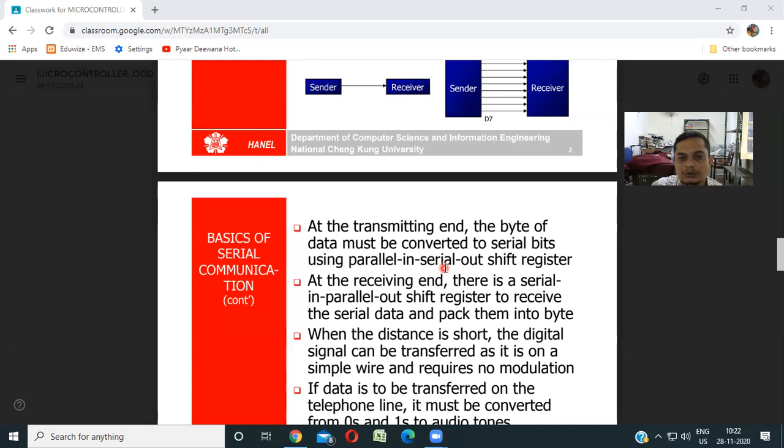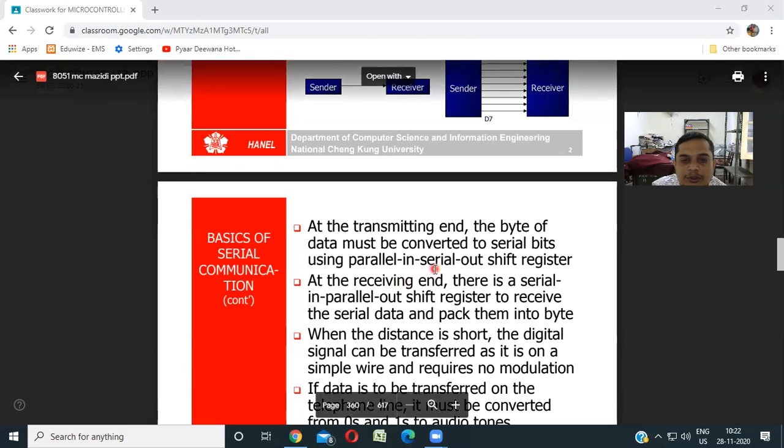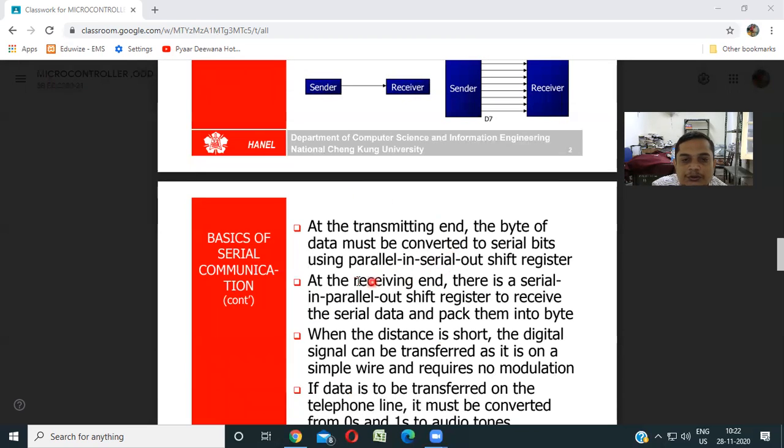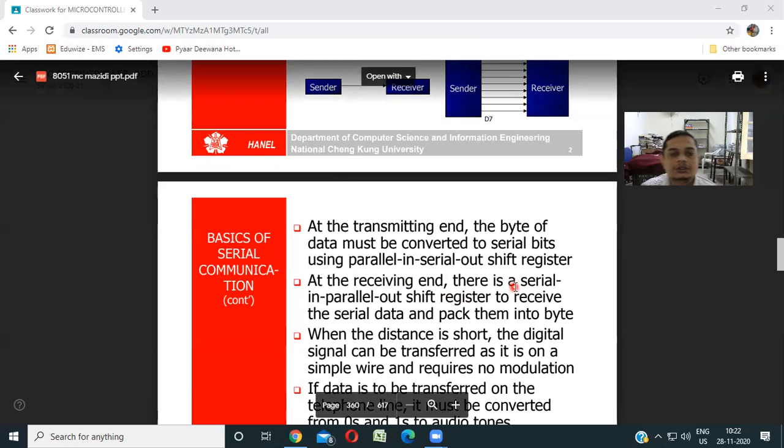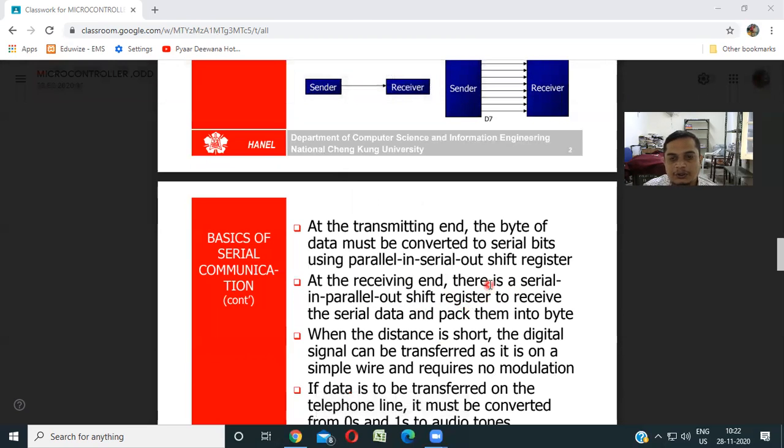As I told, the CPU and internal architecture process the data in parallel. So now we have to convert serial in to parallel out. Here you can see, this is the transmitting end, and this is the receiving end. There is a serial in and parallel out shift register. Again here we have the shift register, receiving the data at the receiving end as serial.